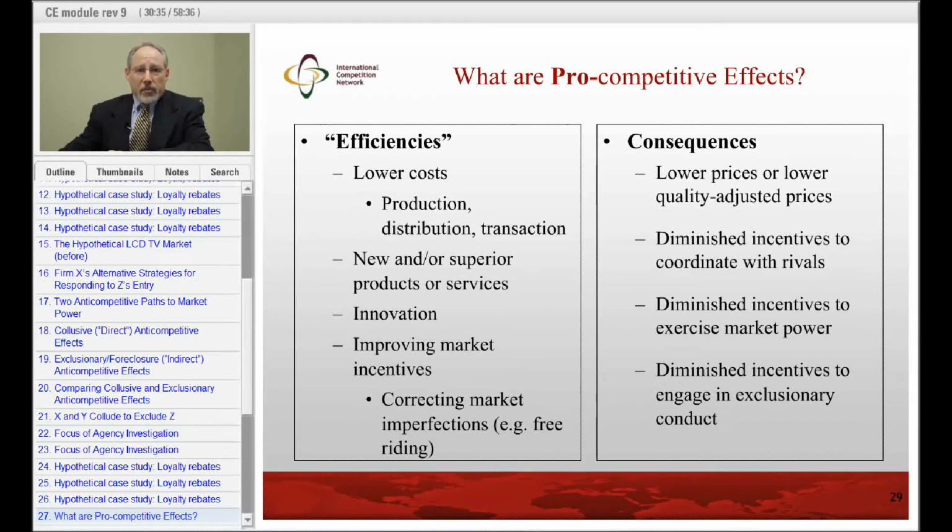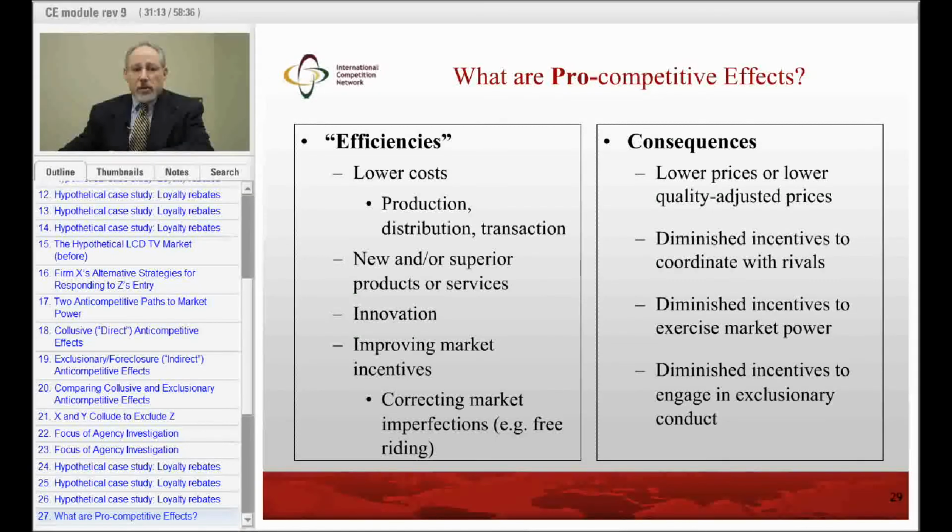In our earlier segment, we talked about anti-competitive effects and how the agency would analyze anti-competitive effects. But as we also indicated, the analysis of competitive effects is not complete without a consideration of pro-competitive effects as well. So what do we mean by pro-competitive effects? Typically, we talk about efficiencies, and they are usually the most prominent pro-competitive effect considered in competition analysis. We would look at lower costs, perhaps of production or distribution, but conduct might also result in lower transaction costs, which would be beneficial for competition and consumers.